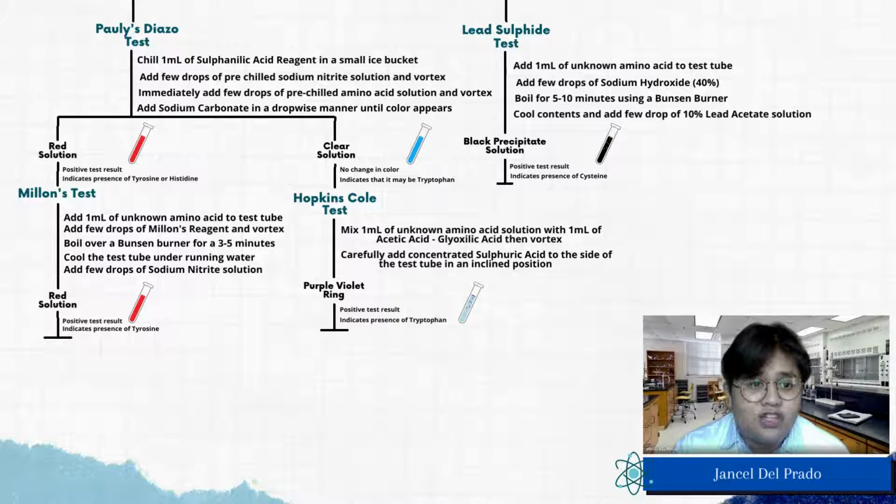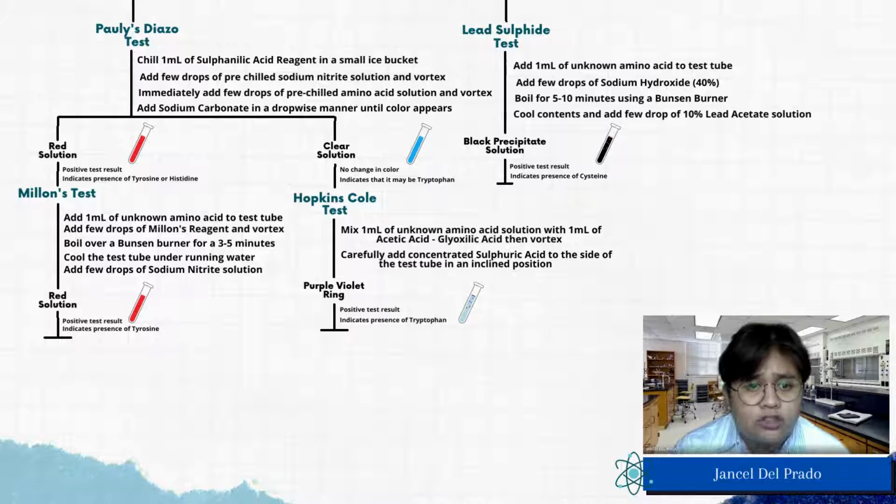This is done by the addition of 1 milliliter of the unknown amino acid solution into a new clean test tube. We then add a few drops of the 40% sodium hydroxide and boil it for 5 to 10 minutes using a Bunsen burner. We then cool down the contents of the solution and then add a few drops of the 10% lead acetate solution. This would result in a solution that has a black precipitate, which indicates the presence of the amino acid cysteine.